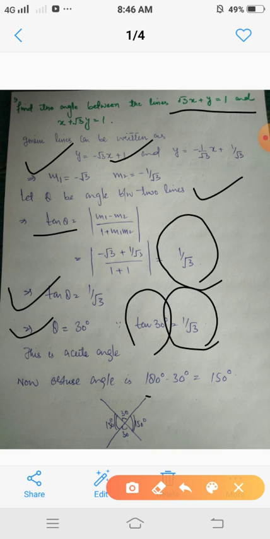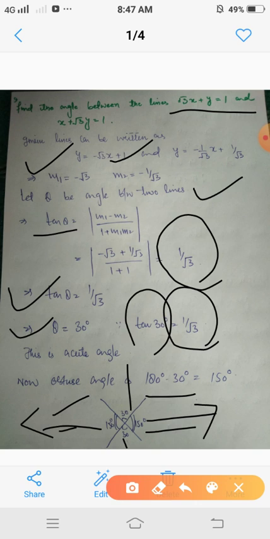Now here this is line L1, this is line L2. When they intersect at a point, they form two pairs of vertically opposite angles. Now one pair is acute, the second is obtuse. This means that the obtuse angle is given by subtracting this acute angle 30 from 180, which implies that the obtuse angle is 150 degrees, because when they intersect we get two pairs of vertically opposite angles. One is 30-30, the second pair is 150-150. So this is the required angle between these two lines.